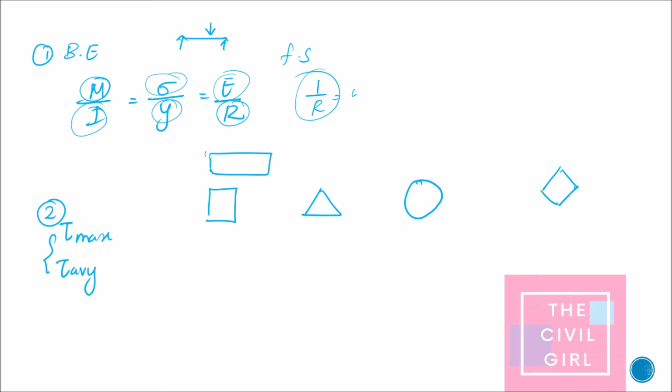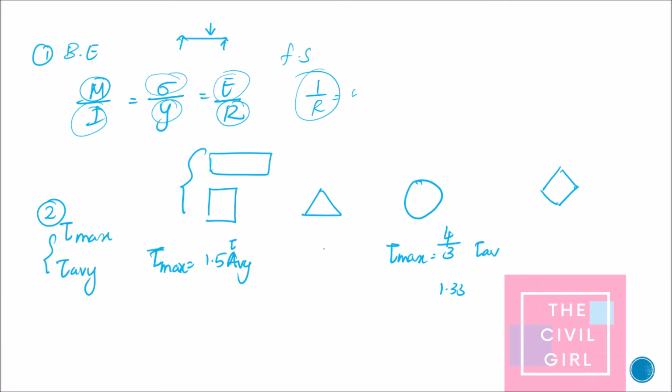So the relationship for square and rectangular elements is tau max is equal to 1.5 times tau average. Then coming to circle, it is tau max is equal to 4 by 3 or 1.33 times tau average.